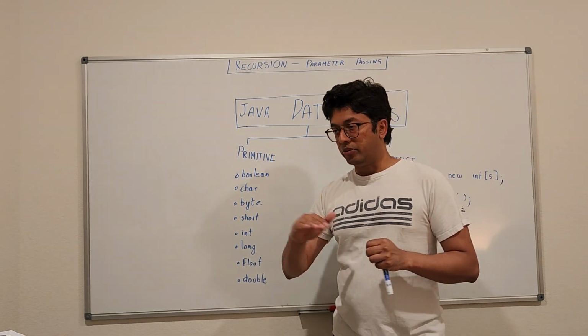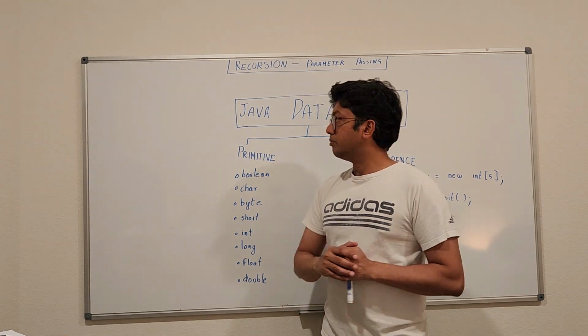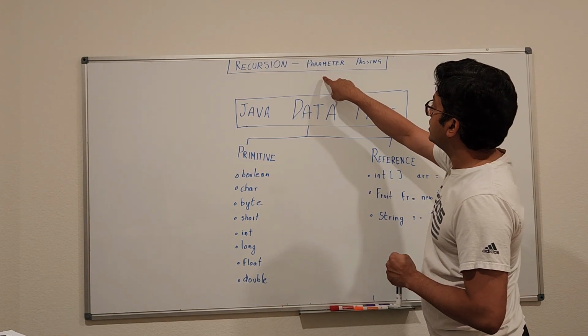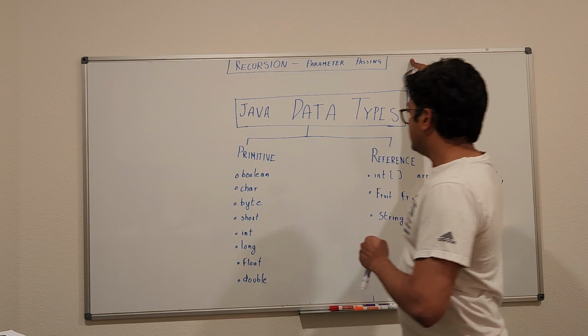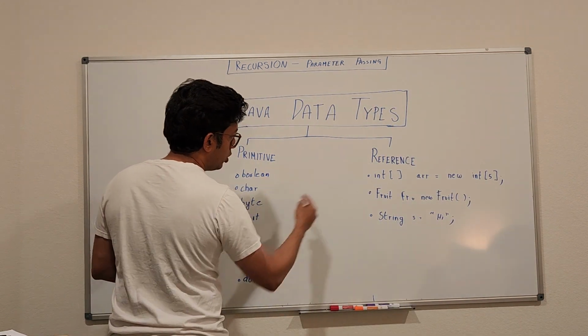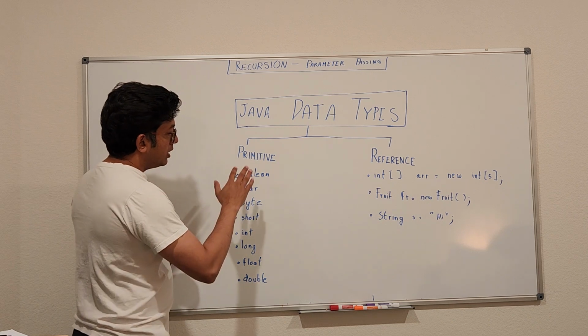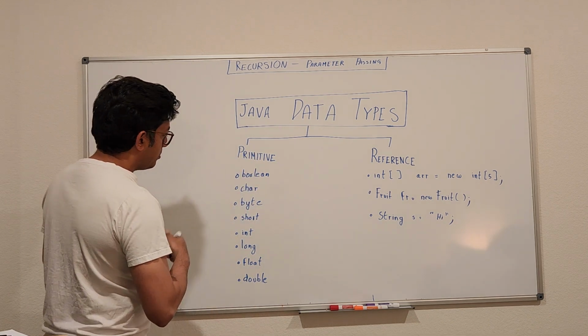I'm going to start from the very basics of what you need to know to solve recursion based problems. The first thing I'm going to cover in today's video is parameter passing. Before I talk about parameter passing, this is a fundamental which you all know, but I'm still going to go over it for you to recollect. A primitive type is basically one of these 8. These 8 are primitive types.